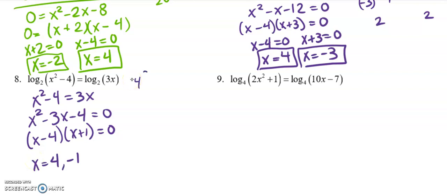Plug them in. 4 squared minus 4, does that equal 3 times 4? 16 minus 4 is 12. 3 times 4 is 12. Can I take the log of 12? I can because it's positive, so we keep the 4.